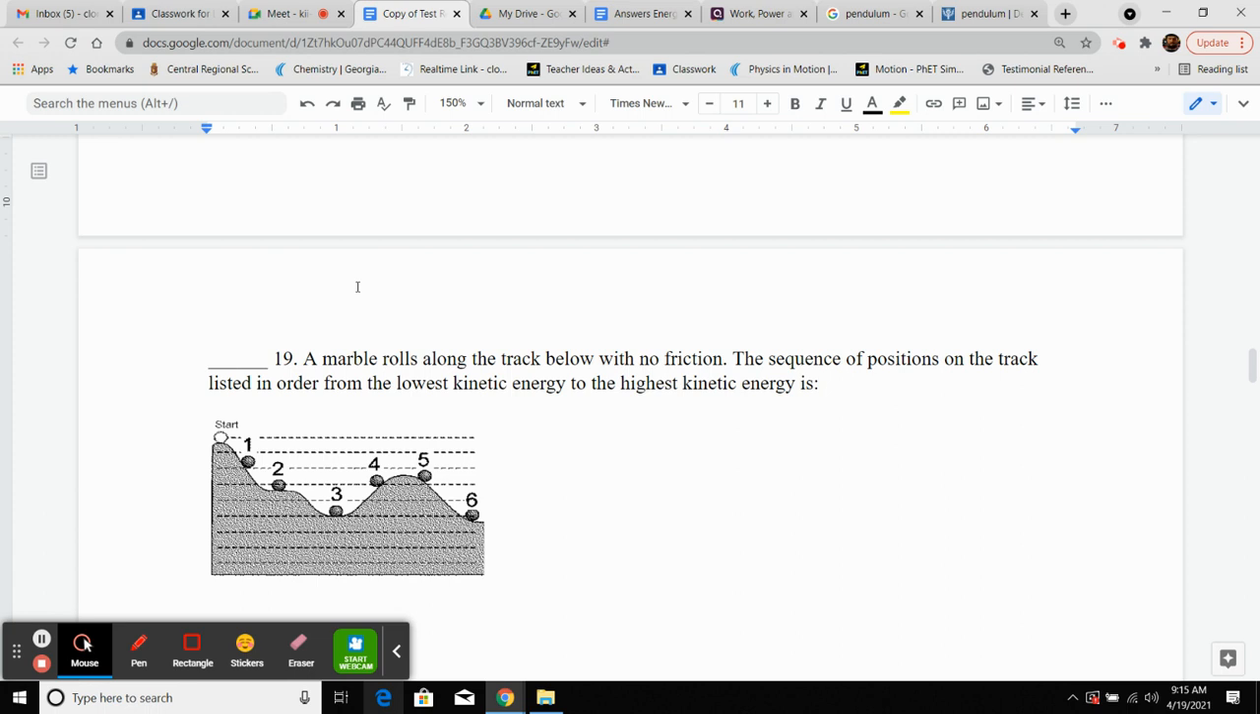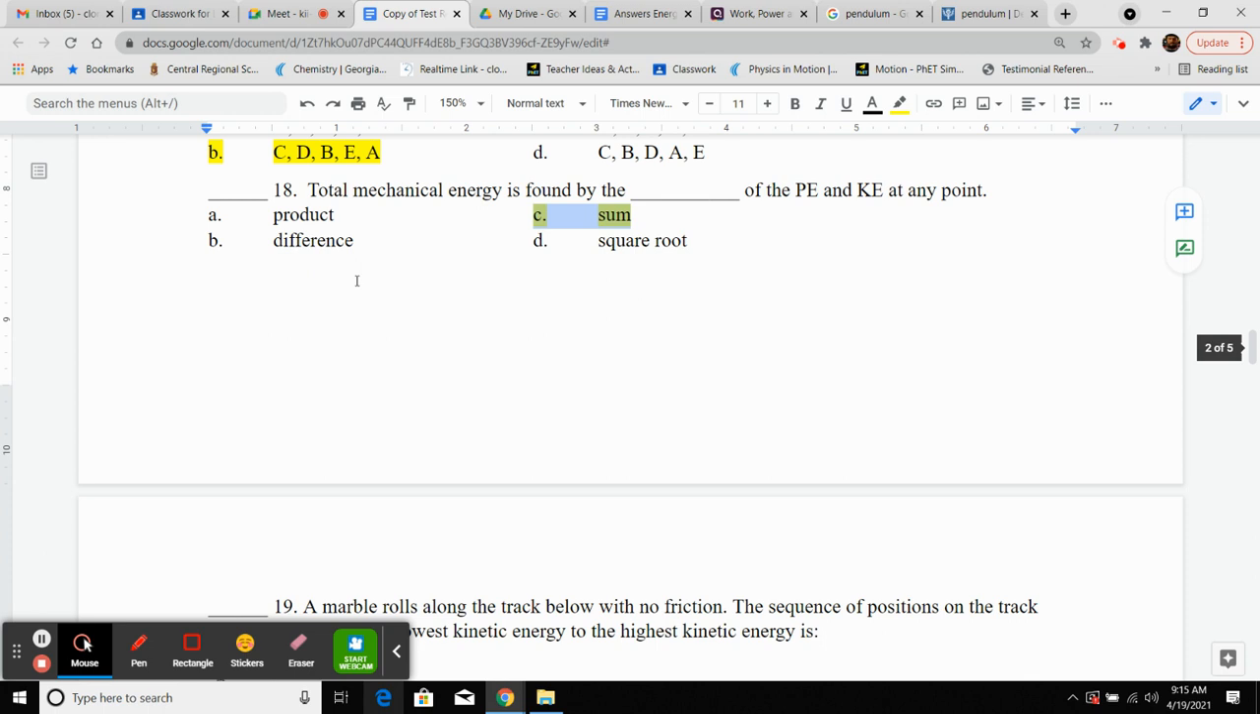So if there's a loop, what happens to the speed? Anytime there's a loop, it slows down. It's going to lose some speed because why? What is it gaining? You're going up, you're gaining height. So it means you're gaining potential energy. And then you're going straight, kind of.